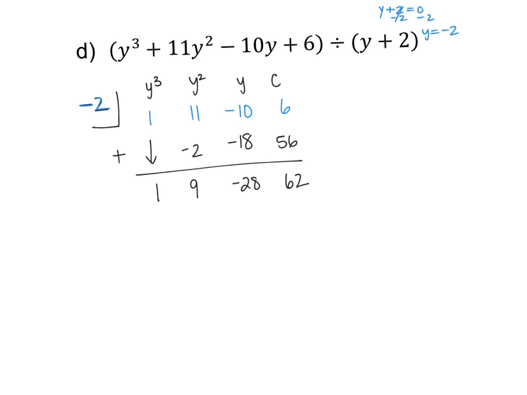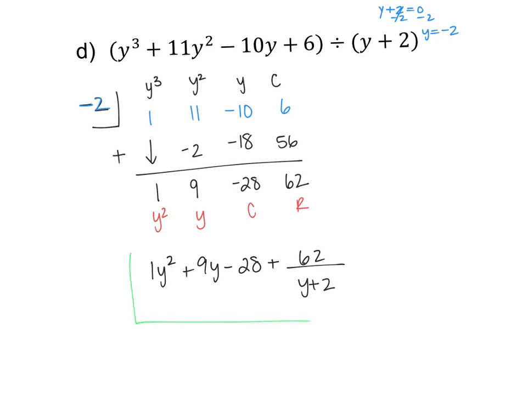So it looks like I do have a remainder, because the last number is always the remainder. So I don't have a 0 here for the remainder. Constant is next, and then, oh, sorry, not x, y to the first, and then y squared. So it looks like I have 1y squared plus 9y minus 28 plus 62 divided by y plus 2. And there we go. We have our final answer. So just using a different variable, but same skill.